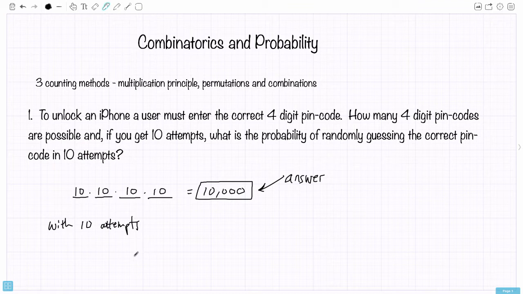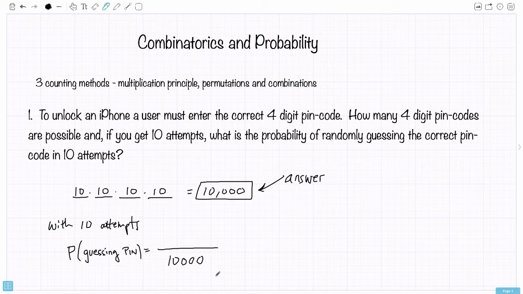Now the other question says that if I have 10 attempts, what's the chance that I can get it right? I would look at that as a fraction to begin with, and I would think about the total number of possible 4-digit PIN codes, which we've just calculated is 10,000. I begin with that number on the bottom so I can think about the big picture. How many total possibilities are there? Now if I went through 10 different attempts, it wouldn't make sense to try the same thing again, of course. So you could naturally assume you'll take 10 different PIN codes and try them.